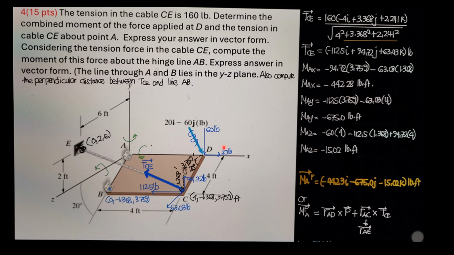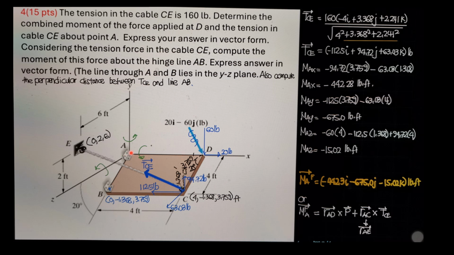Moment about AX, therefore, take note, these are the components: 112.5 to the left, 94.72 upward of the tension force, and 63.03 pounds forward. And for this force at D here, 20i, so 20 to the right, and negative 60j, so 60 downward. There are 5 forces all in all, but it doesn't mean all these forces have moment about a particular axis. Some will be 0, or maybe all moments would be all zeros.